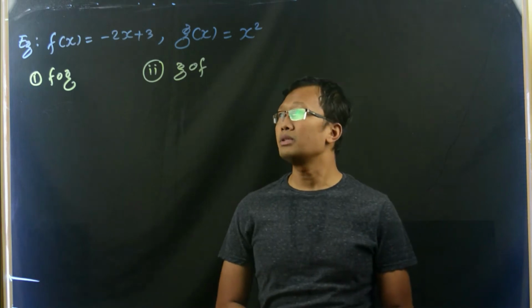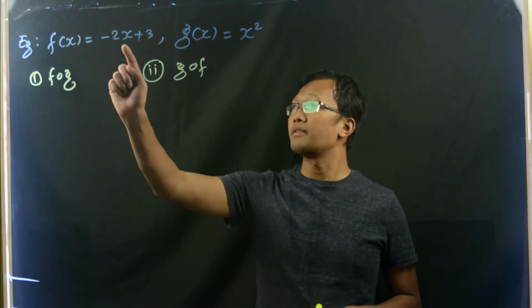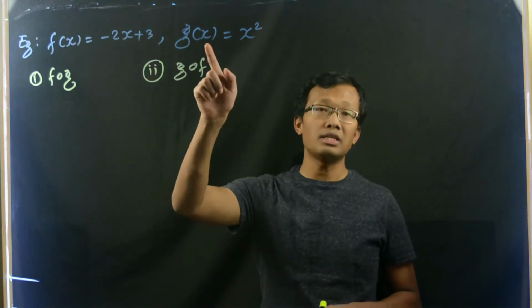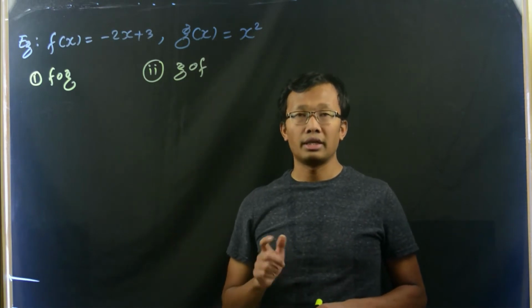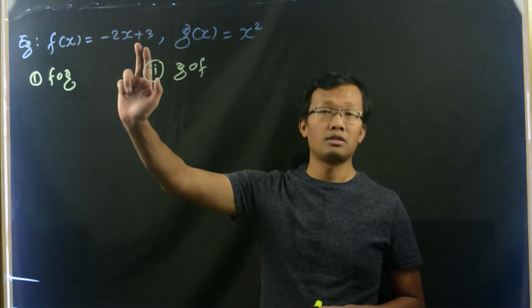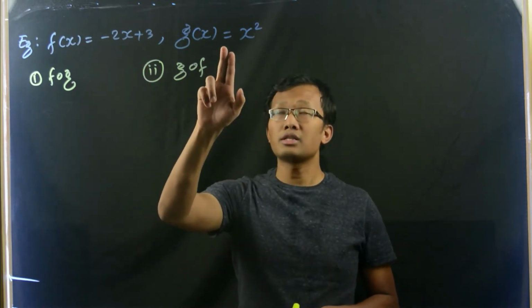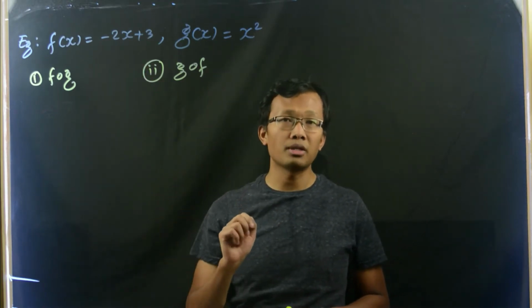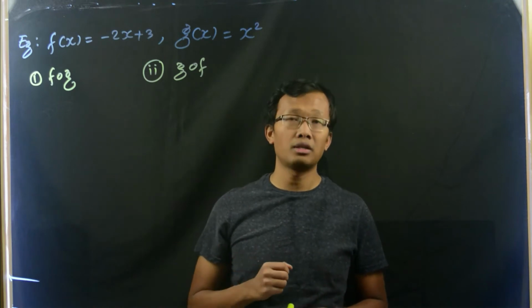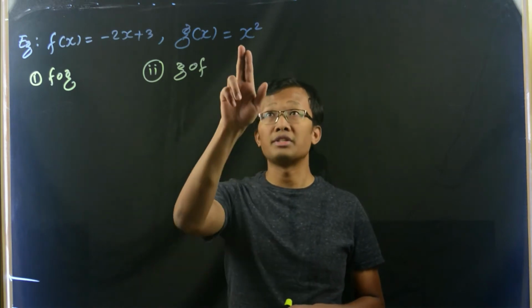Let's take an example. Consider two functions. f(x) is negative 2x plus 3, and g(x) is x square. The domain of f is all the real numbers, and the range is also all the real numbers. The function g has domain all the real numbers, however the range is 0 to infinity.